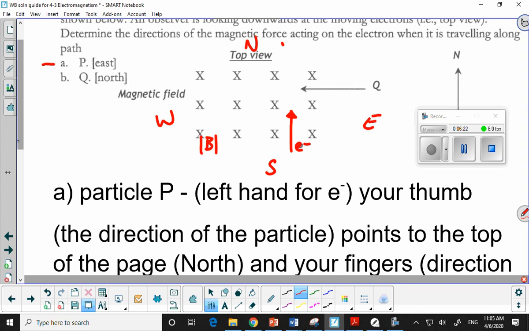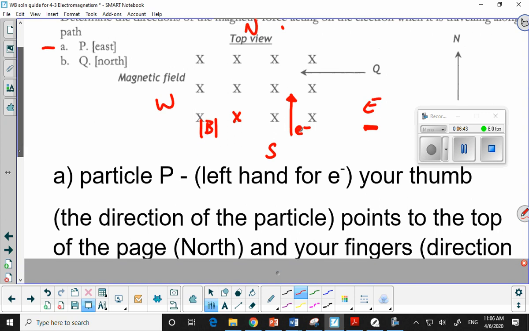again, because it's an X, it's like an arrow going away from you. So all you see is the feathers making the X. That means into the page. So your fingers have to point into the page, your left hand, with your thumb pointing towards the top of the page. That leaves your palm going towards the right-hand side of the page, which is east. So I've written that out for you here.